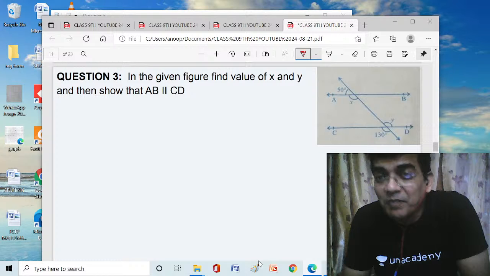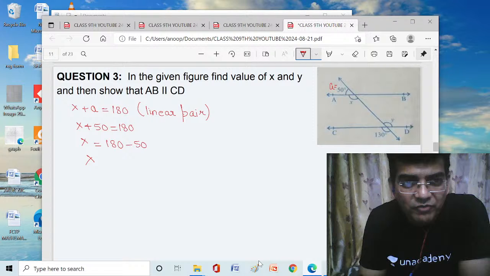Now, as you can see in the figure, A is known to me. How much is A? A is 50. So A can be replaced with 50 here. So I will get value for x. So value for x comes out to be 130. So I've calculated value for x, right?